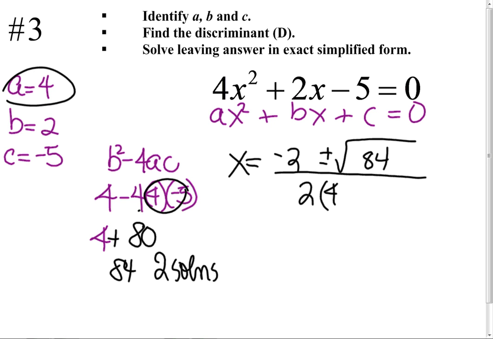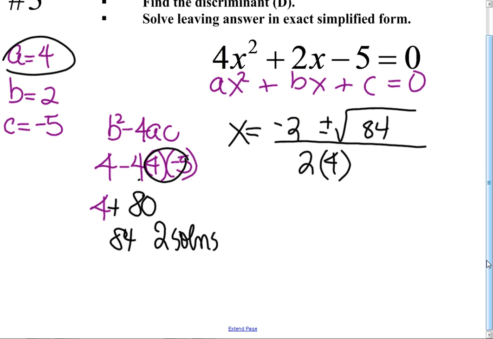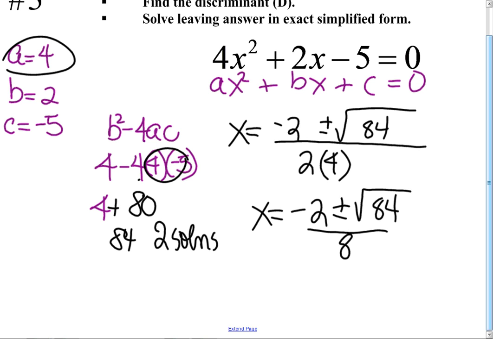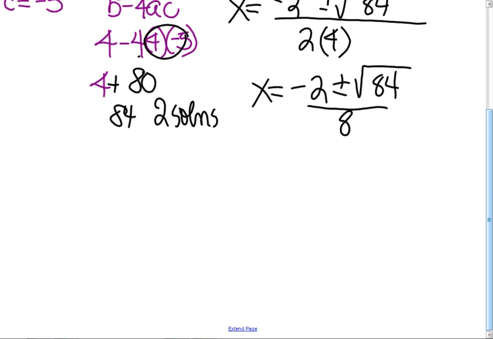Okay, why did we take all that time to simplify square roots? To solve it quickly. No, because we have to simplify this. X is equal to negative 2 plus or minus the square root of 84 over 8. That is not in simplest form.